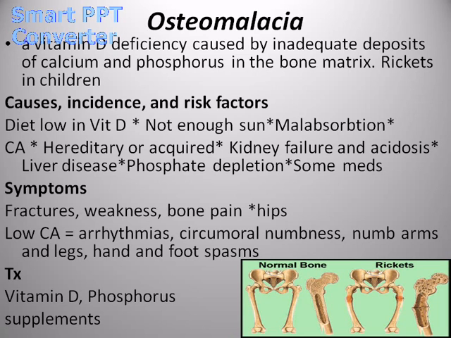Anyways, symptoms: we're going to see bone fractures that happen with very little injury, muscle weakness, widespread bone pain, especially in the hips. Symptoms may also occur due to low calcium levels, and if they have low calcium levels, we'll see abnormal heart rhythms. They might have circumoral numbness, so around the mouth, and numbness in the arms and the legs. They could have spasms in their feet and their hands. That's from low calcium.